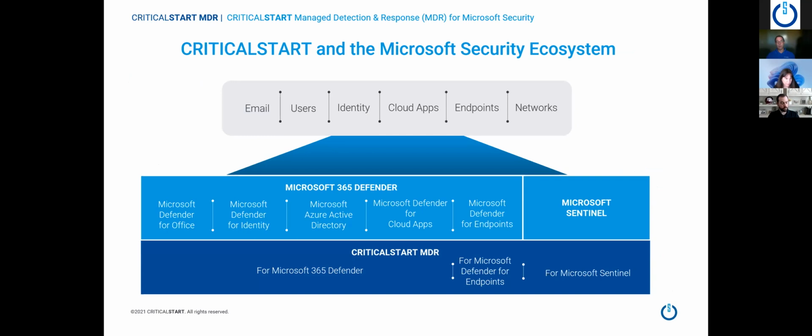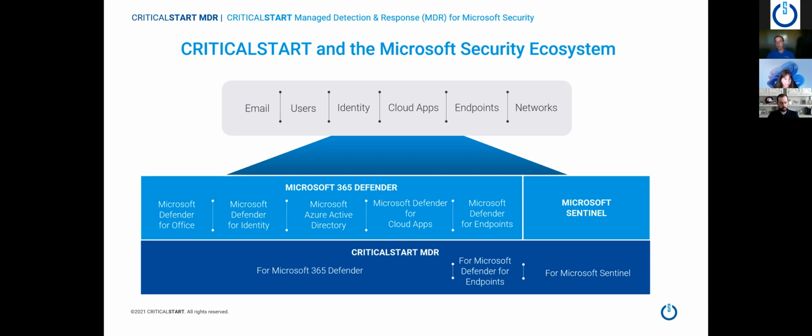In the gray, you have the things you're trying to protect in your environment. In the light blue, you've got the different capabilities available from Microsoft across the Microsoft 365 Defender suite and Microsoft Sentinel. And then on the bottom, in the dark blue, you've got the Critical Start MDR services, those 3 services, and how they match up. MDR for Sentinel, MDR for Endpoint, and then MDR for Microsoft 365 Defender that provides coverage for MDO, MDI, Azure Active Directory Identity Protection, and Microsoft Defender for Cloud Apps.